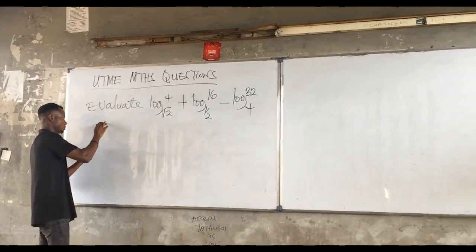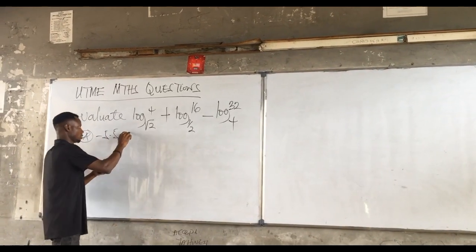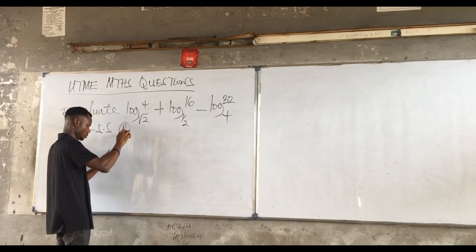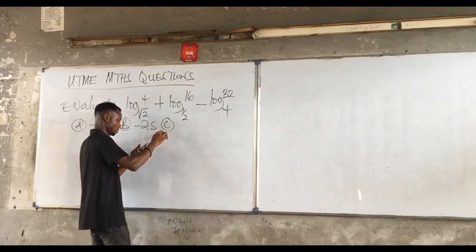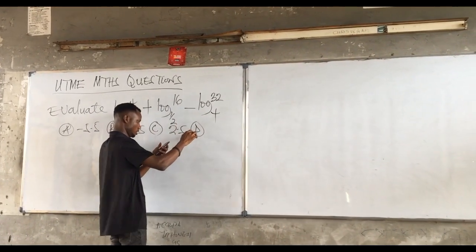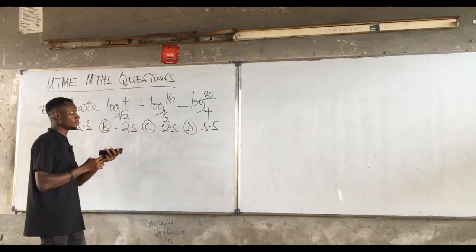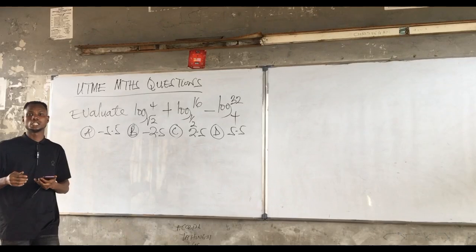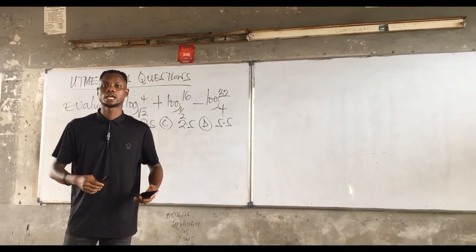They said A, minus 5.5, B, minus 2.5, C, 2.5, D, 5.5. Okay, now class, this question will introduce us to logarithm, that is how to solve logarithm.